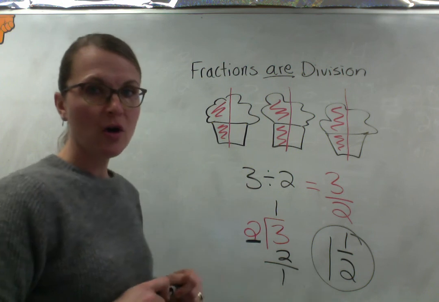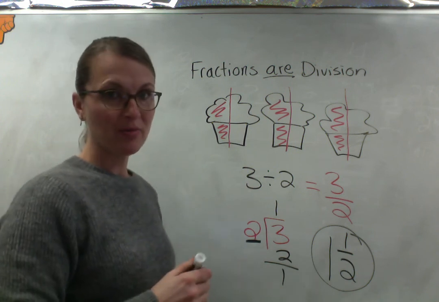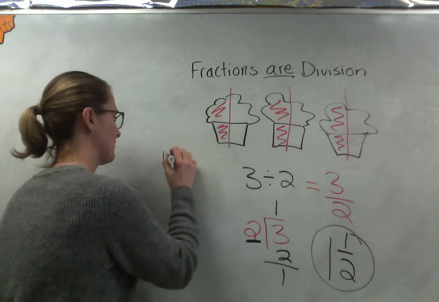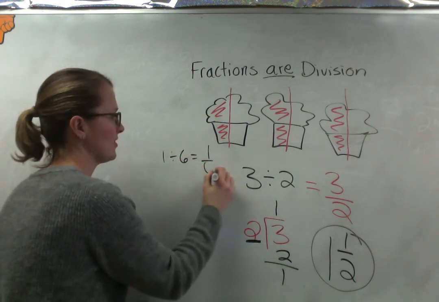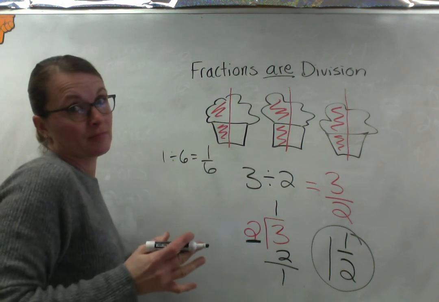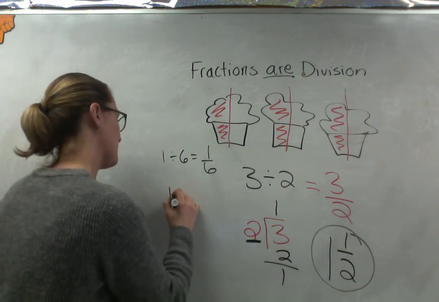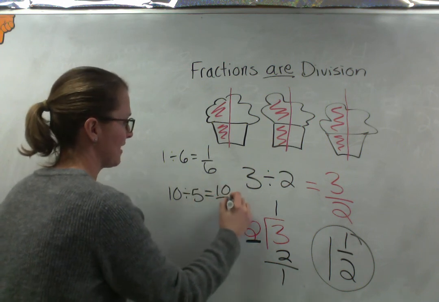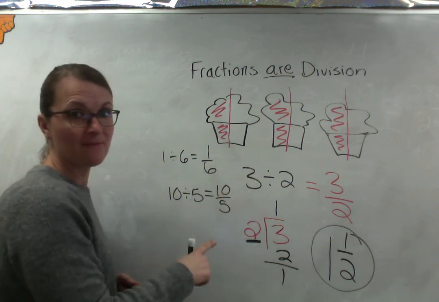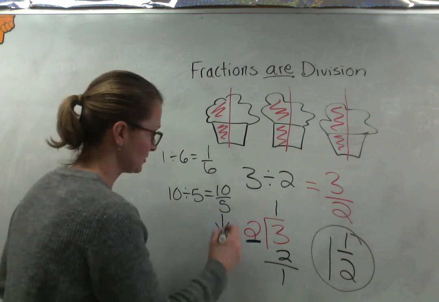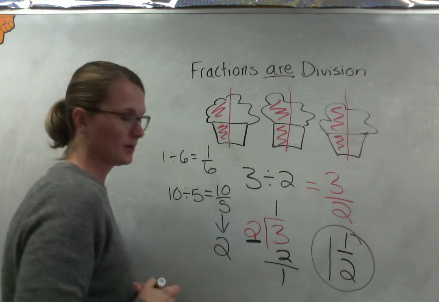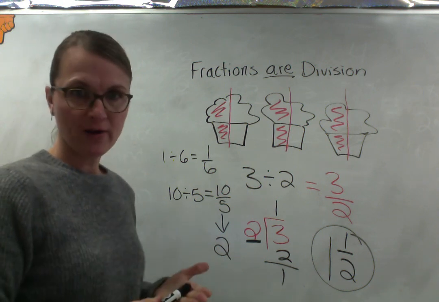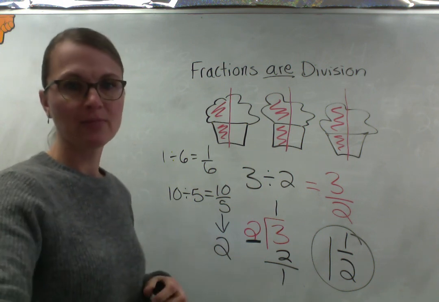Okay? So a fraction is a division problem. So if somebody asks you what 1 divided by 6 is, the answer is 1/6. If somebody asks you what 10 divided by 5 is, the answer would be 10/5. But since 10/5 is an improper fraction, you would put it into a mixed number, which would be 2, which we know. All right, so a fraction is a division problem. Top divided by bottom.